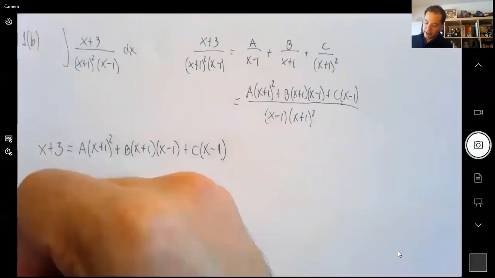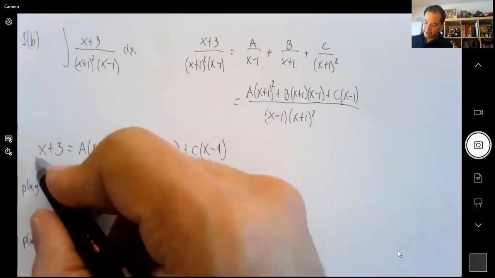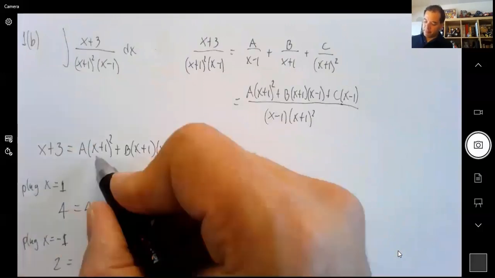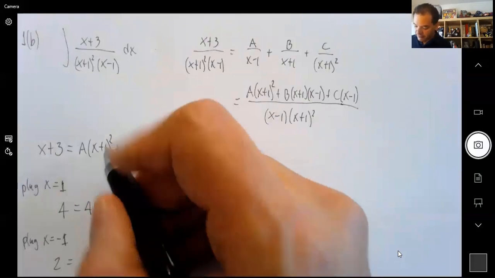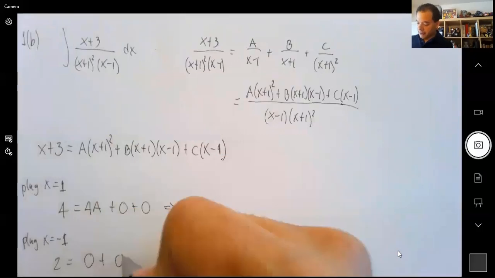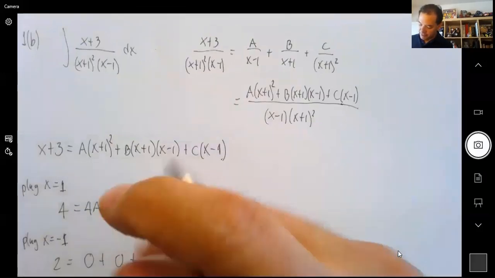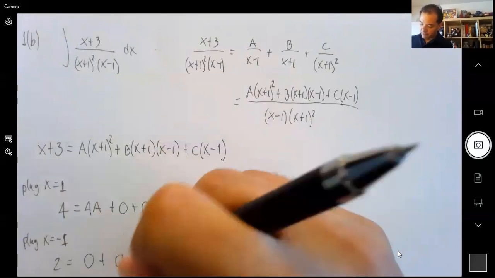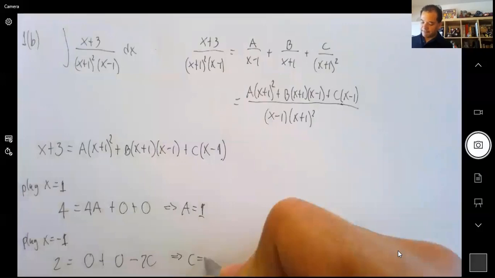When I plug in -1, I get 3 minus 1, that's 2. -1 plus 1 is 0, so that one is 0. -1 plus 1 is 0. And here -1 minus 1 is -2, so that's -2c. So this tells me that c is -1.